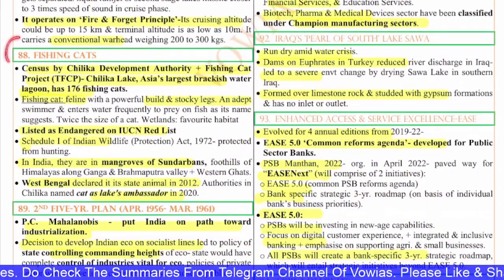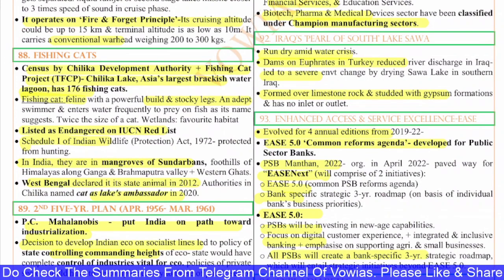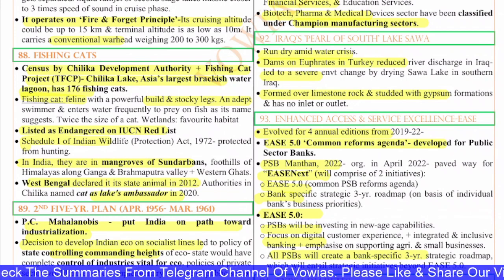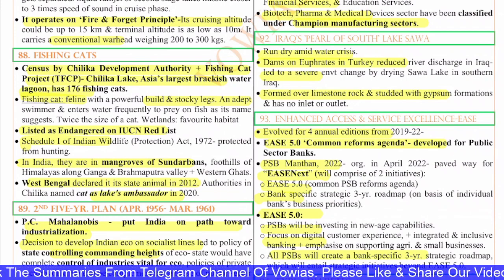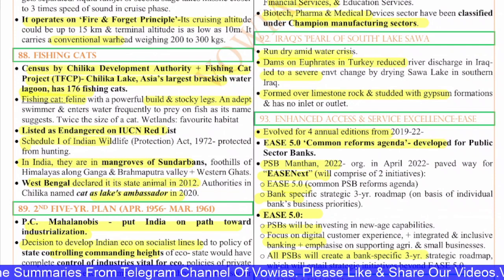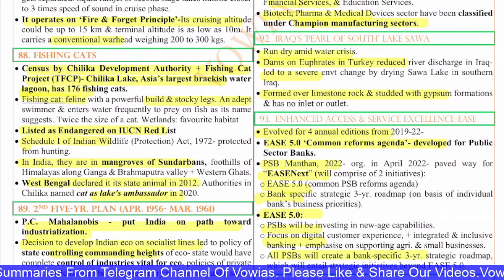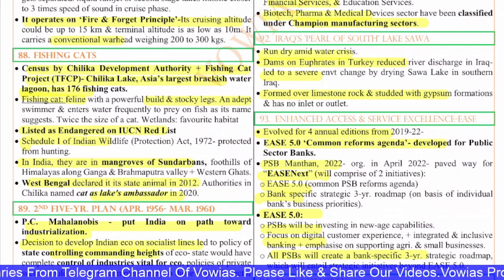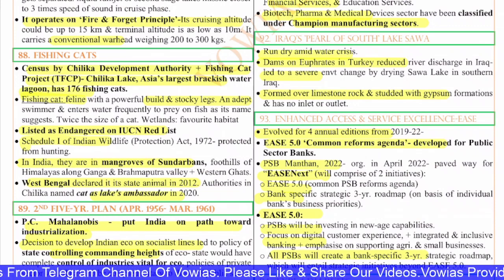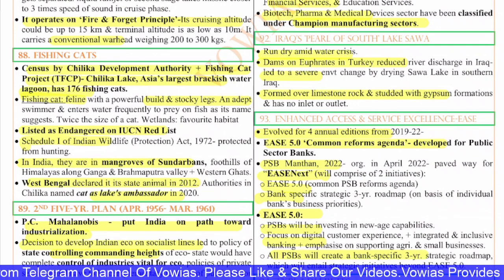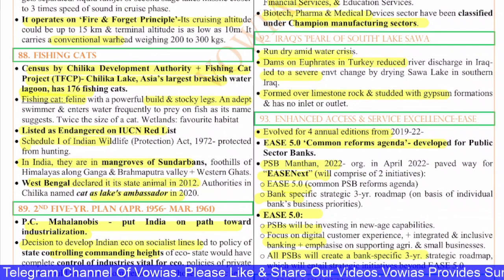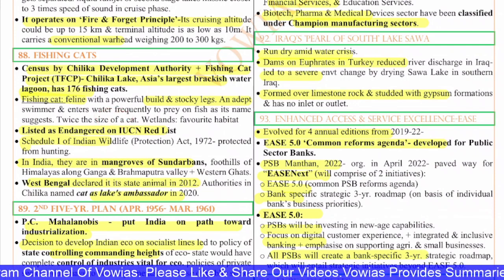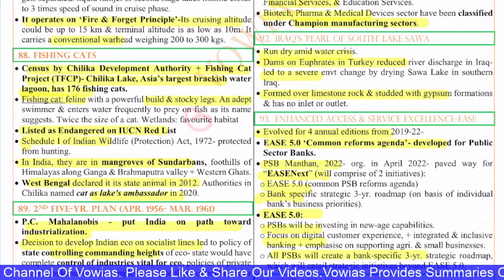Next, the 88th question is on the fishing cat census by the Chilika Development Authority plus the Fishing Cat Project in Chilika Lake, which is Asia's largest brackish water lagoon. It said that there are about 176 fishing cats. A fishing cat is a cat with a powerful body and stalky legs. It's an adaptive swimmer and enters the water frequently to catch fish. As its name suggests, it is twice the size of a normal cat, and wetlands are their favorable spot.